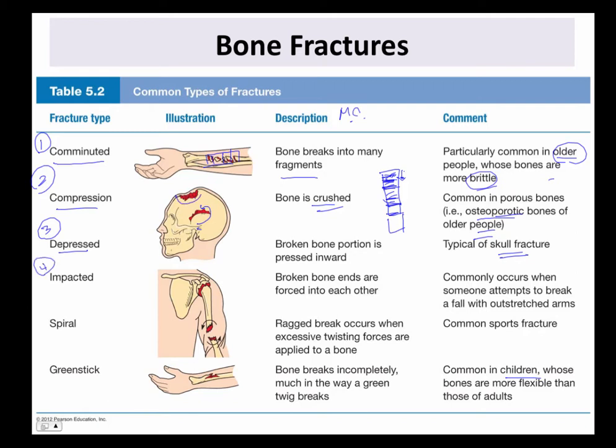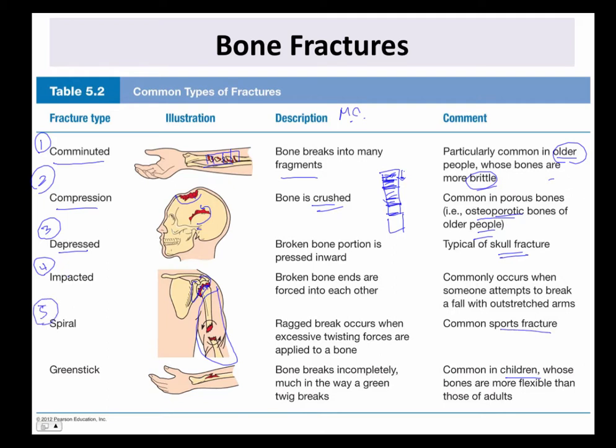Impacted bone occurs when someone tries to catch or break a fall by extending their arms out. Here is an example. Somebody extended their arm out, and then their humerus and their scapula came into close contact with each other and then allowed their bone to break. Number 5, we have spiral fracture.